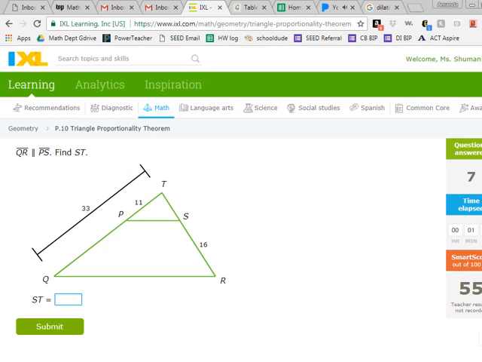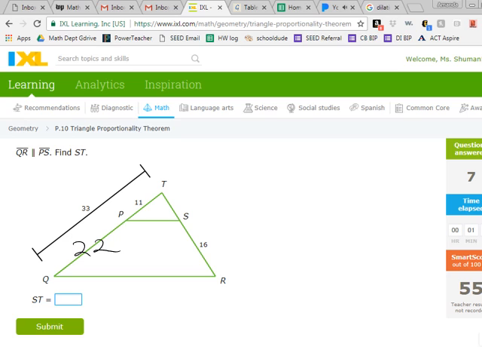One more, just to be on the safe side. Again, I can do the same thing when I am looking at sides. They want us to find ST. Now, I'm not necessarily sure how to find ST yet, but I can find some information. If I know that this little side is 11 and the whole thing is 33, I can figure out what PQ is. PQ is going to be 33 minus 11, which is going to give me 22.